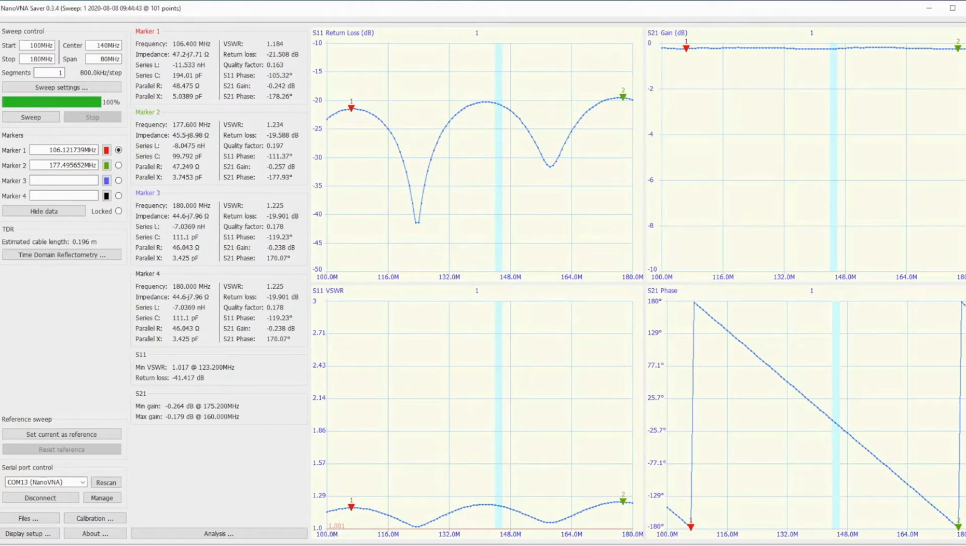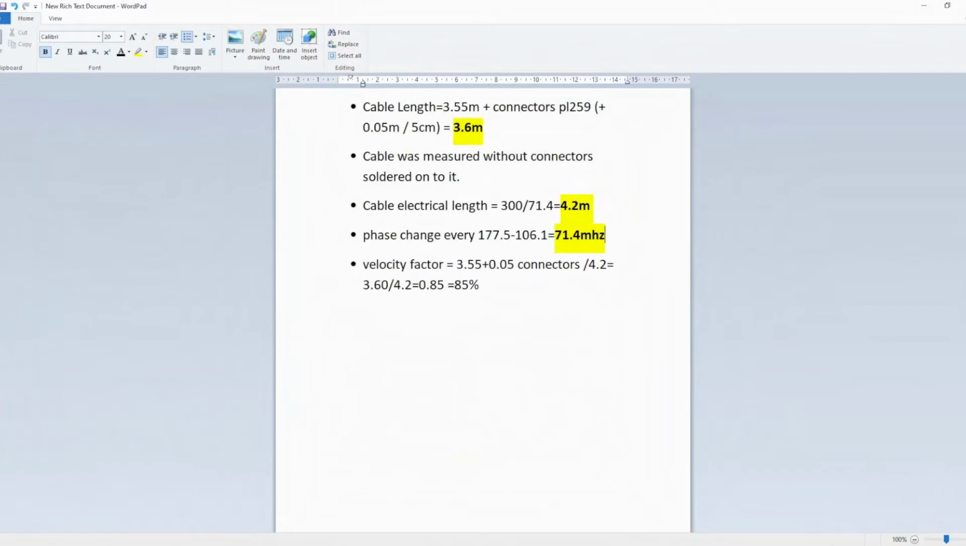All right, so if you have a look at the red marker and the green marker, you'll see that the red marker is on 106.1 megahertz, and the green marker is on 177.5 megahertz. What that means is that for every 71.4 megahertz, we get the full 360 degrees of phase angle change. Now, the formula is very simple: it's 300 divided by that frequency range. And what is that going to give us? That's going to give us the electrical length of the cable. So in our instance, we got 300 divided by 71.4, and that equates to 4.2 meters, which is the electrical length of the sample cable.